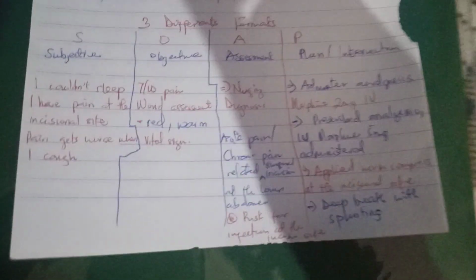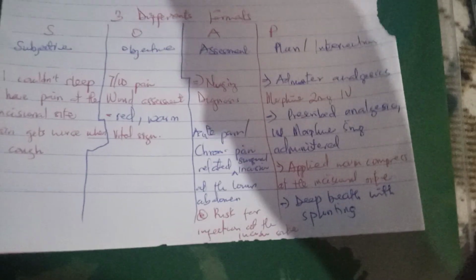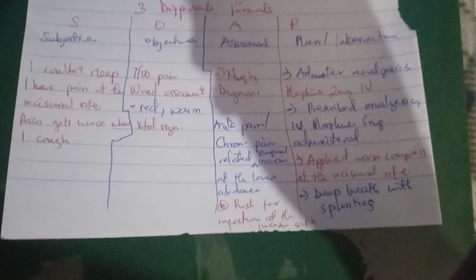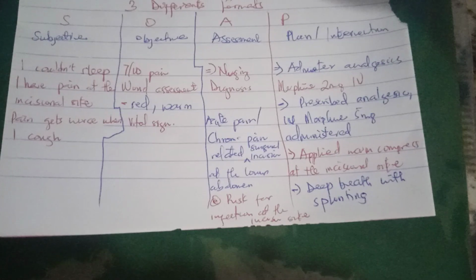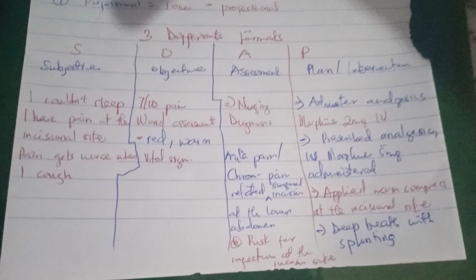Then you move on based on these two data, subjective and objective. What is it trying to tell you? You write a nursing diagnosis. Once you have a nursing diagnosis, intervention becomes easier. So you move on with your plan. You administer whatever medication, whatever other nursing reliefs or nursing interventions that you can give to the client. So basically, this is one of the three formats, the SOAP format.